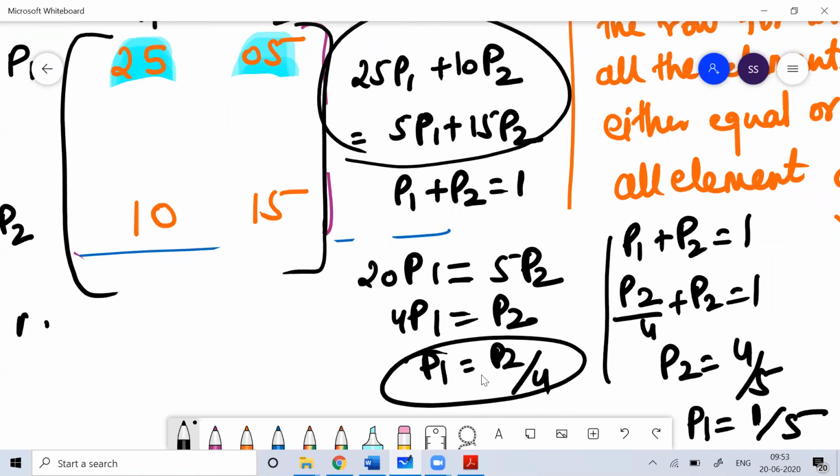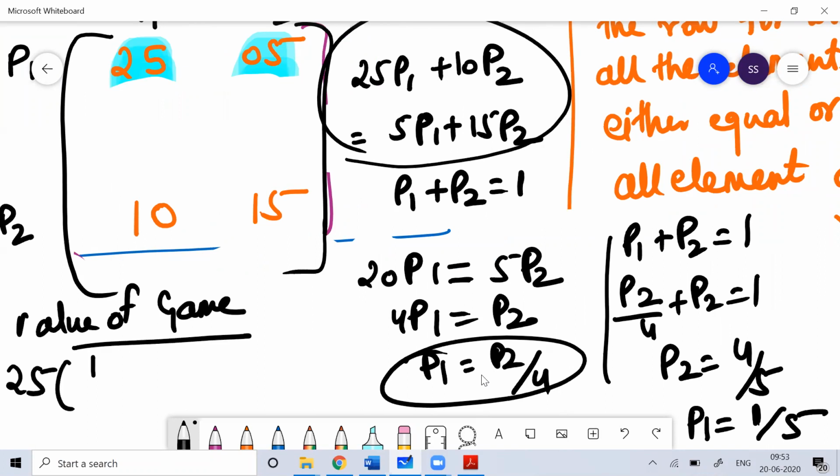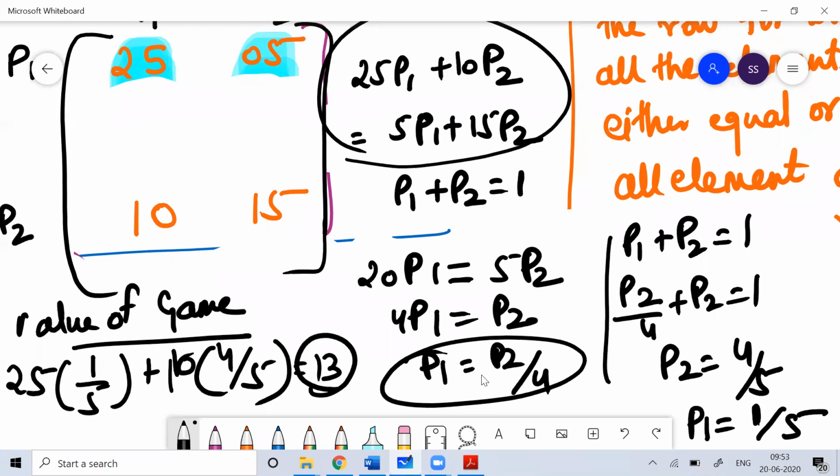Then your value of game would be 25 P1, P1 is 1 by 5, plus 10 P2, P2 is 4 by 5. We can solve this. So this is 25 plus 40, which is 65. 65 by 5, so the value of game you will get is 13. Simple problem.